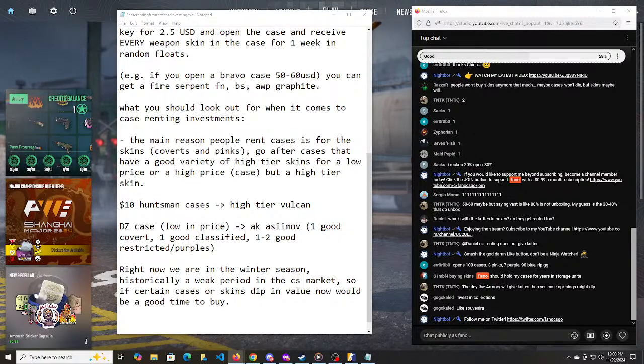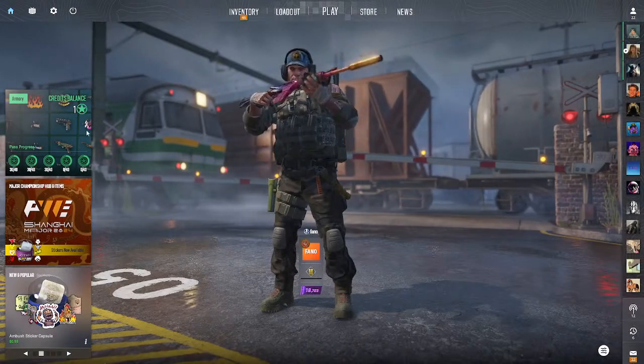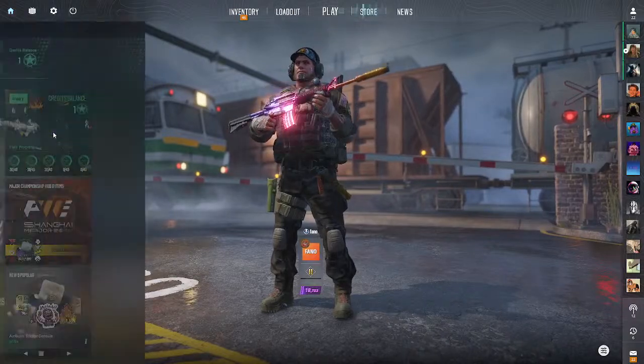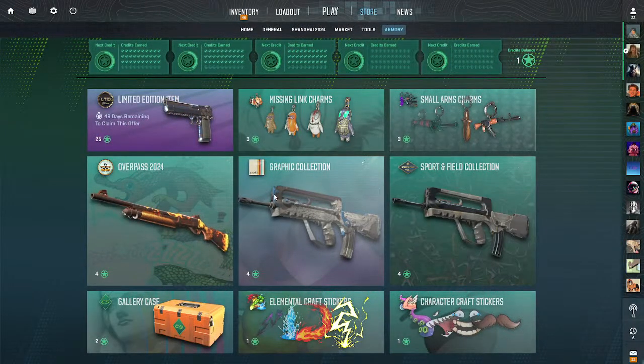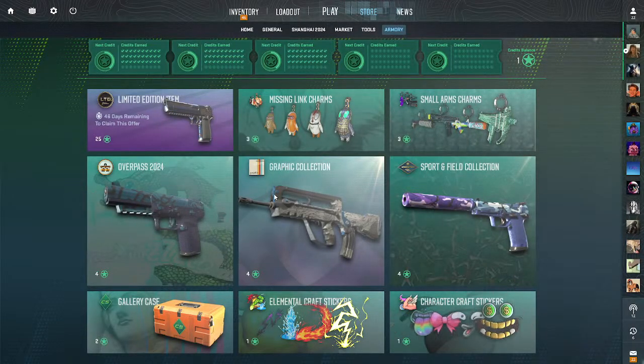I still think that there is going to be value in cases in the long run. I'm still primarily going to invest in Armory though. So like I said, you can invest in other cases, older cases still, I believe, but I think that there's still that little bit of unknown, a little bit of risk.